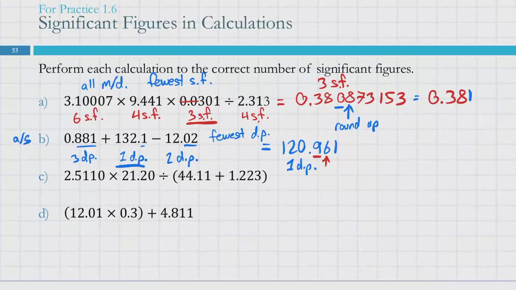10. And so this turns into 121.0. That 0 is important because it retains our significant figures. So that keeps it at 1 decimal place.